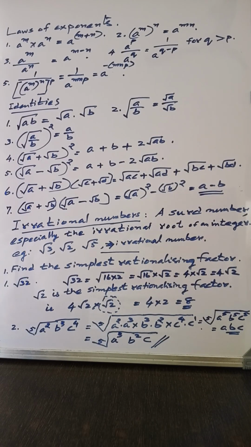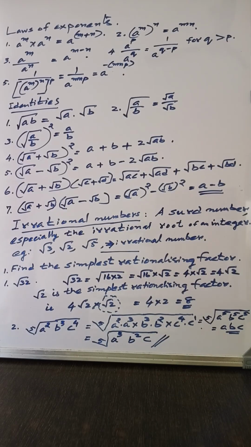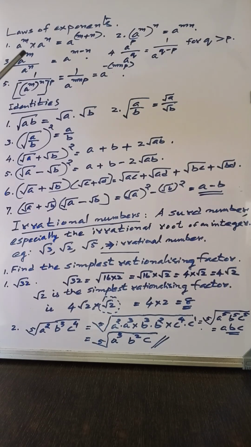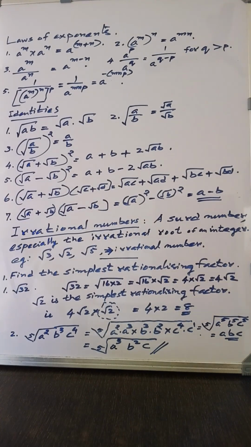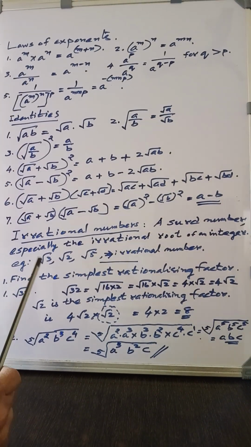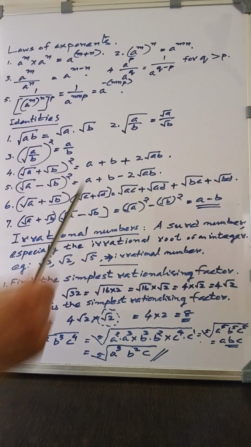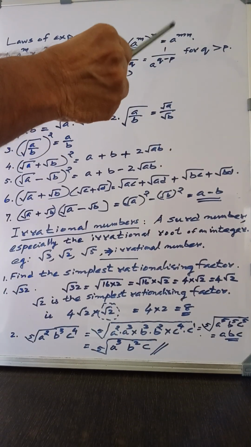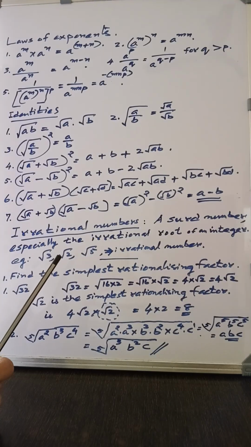Now we are discussing a very important part of mathematics, that is laws of exponents. Another name is laws of integers. Laws of exponents: 1. a^m into a^n equals a^(m+n). 2. (a^m)^n equals a^(mn), m into n.